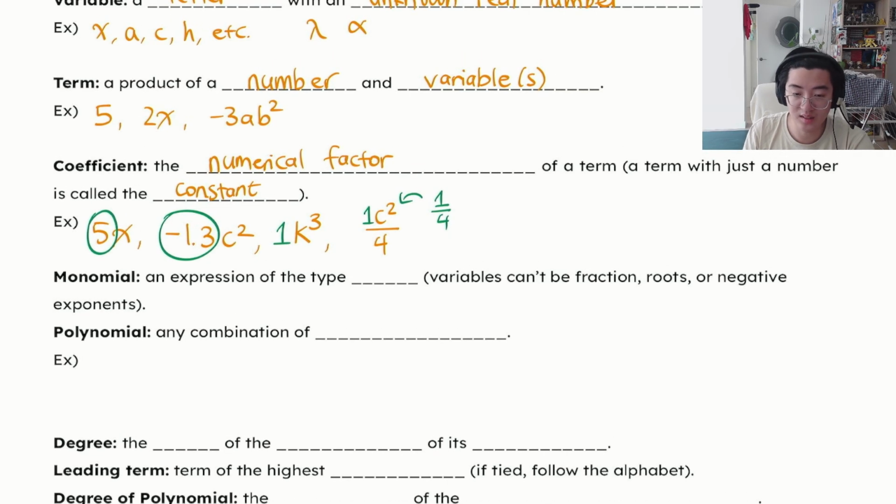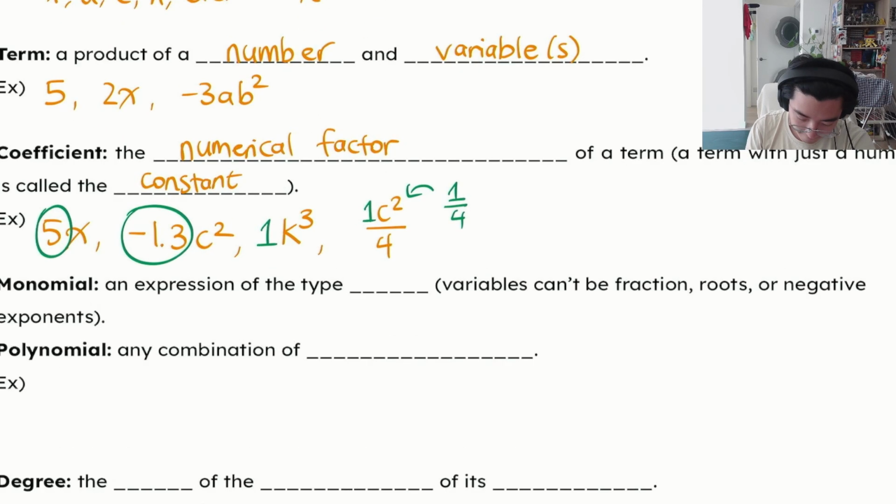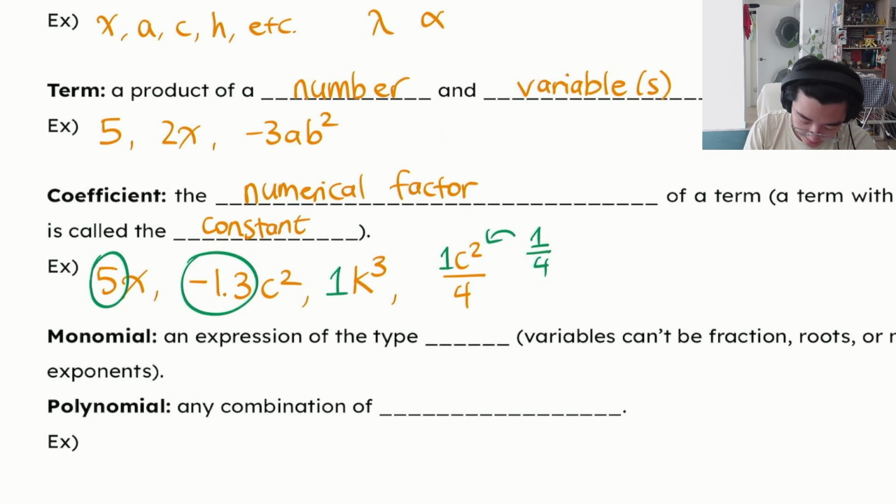So now, there are a few different types of polynomials. A monomial is just of the type a times x to the power of n. A monomial is literally just a number, a variable, and an exponent. Whereas a polynomial is just a combination of any of the monomials.